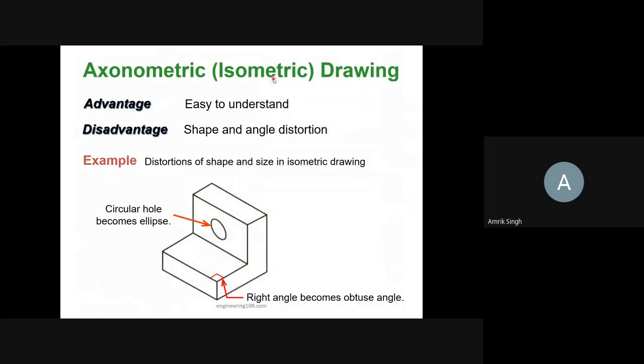So this is an isometric or axonometric. The advantage is that it is easy to understand because you know what the depth is, where the things are coming, where the dotted things are coming. The disadvantage is shape and angle distortion. So this angle becomes an obtuse angle. So this is a problem. The circular hole becomes an ellipse. So these are the disadvantages of the isometric view or isometric drawing. So instead of the isometric view, we go for the orthographic view.